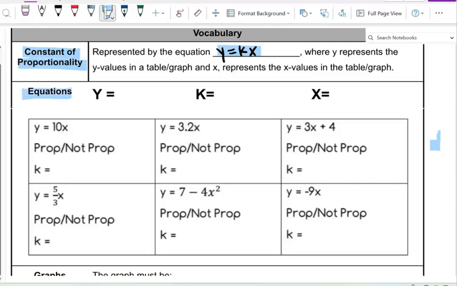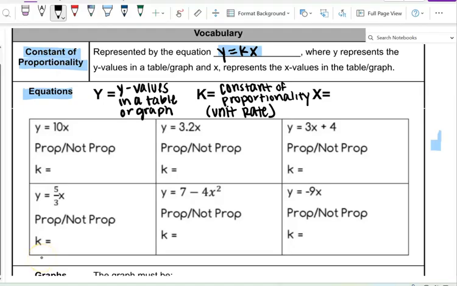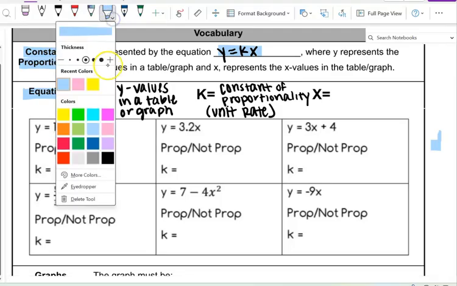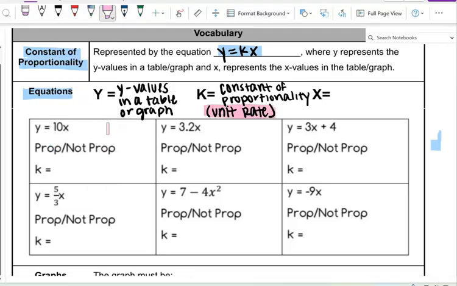So first we need to understand the equation. So y equals our y values in a table or a graph. So these are points on a graph. They're the y values of those points on a graph. k represents, or is equal to, our constant of proportionality, which is also known as our unit rate. That is very important. k is our unit rate.